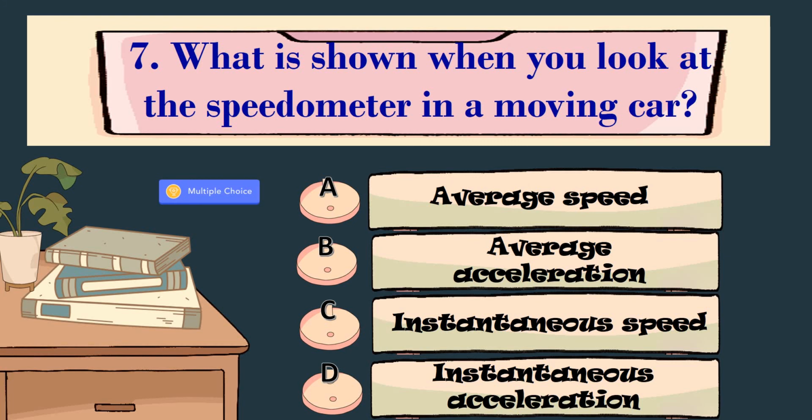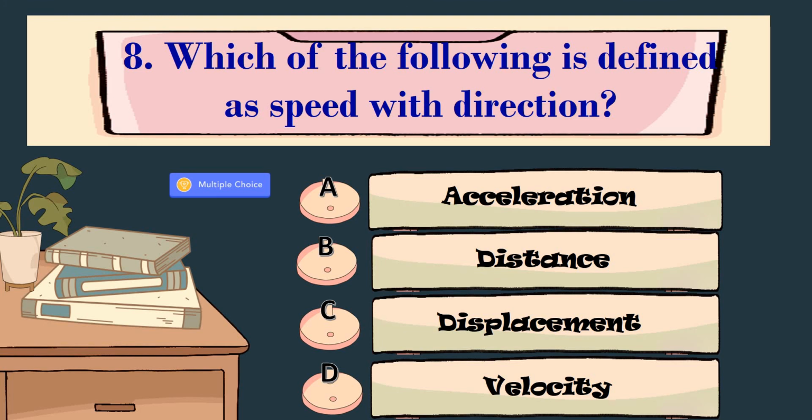7. What is shown when you look at the speedometer in a moving car? A. Average speed, B. Average acceleration, C. Instantaneous speed, or D. Instantaneous acceleration? Very well said. That's correct. It's letter C. Instantaneous speed. Let's move on with question number 8. Which of the following is defined as a speed with direction? Is it A. Acceleration, B. Distance, C. Displacement, D. Velocity? Correct.